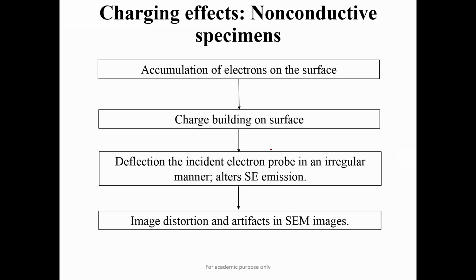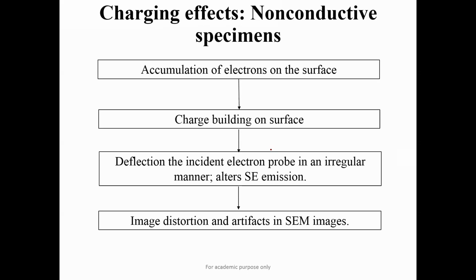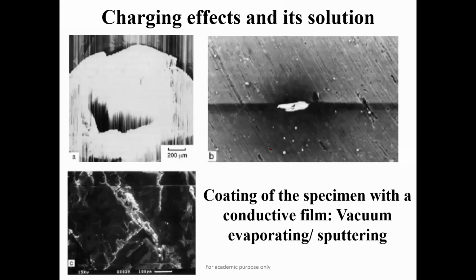Sometimes we coat the sample with a conductive coating, let's say gold, and then we provide a path so that electrons can move out of the sample. So to avoid this kind of image, we have to coat our sample. Otherwise it will give some artifacts in the image. So here you can see some artifacts.